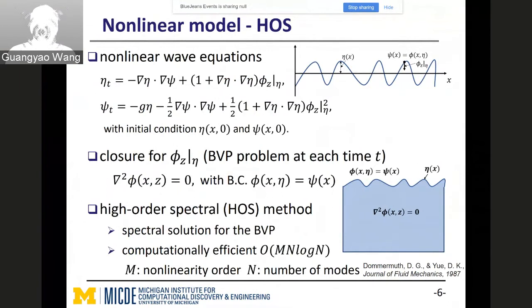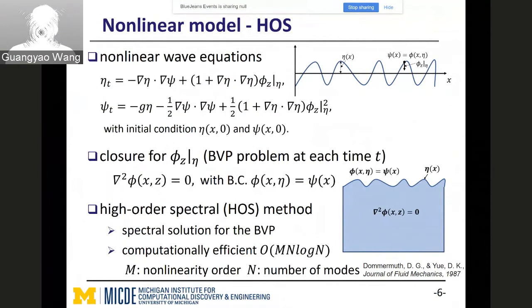Let's move forward. So I will basically introduce the methods and the scheme and the results in the data assimilation framework. So let me first introduce the nonlinear wave model we used. The model we use is called high-order spectral method.